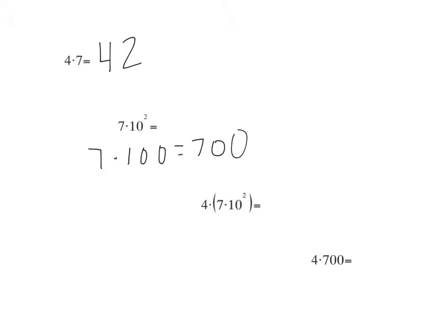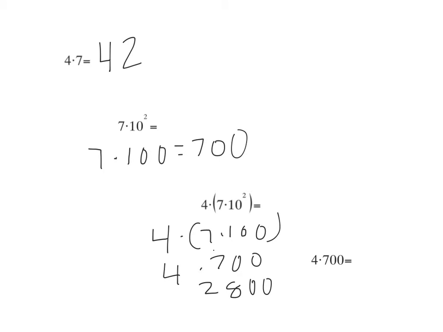For the next one, I have 4 times parentheses 7 times 10 to the second power, so I have to do parentheses first, but once inside the parentheses, I have to do the exponents first. So exponents, 10 squared is going to give me 100, and then I have 7 times 100 still in parentheses. So I know that 7 times 100 is equal to 700, and then I need to do 4 times 700, which is equal to 2800, and that's my answer for that problem. And down here it's a simple 4 times 700, which equals 2800. So there we have it for mental math.